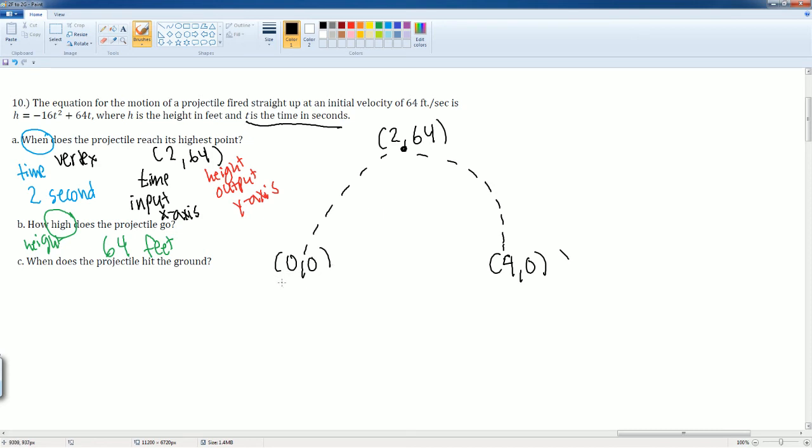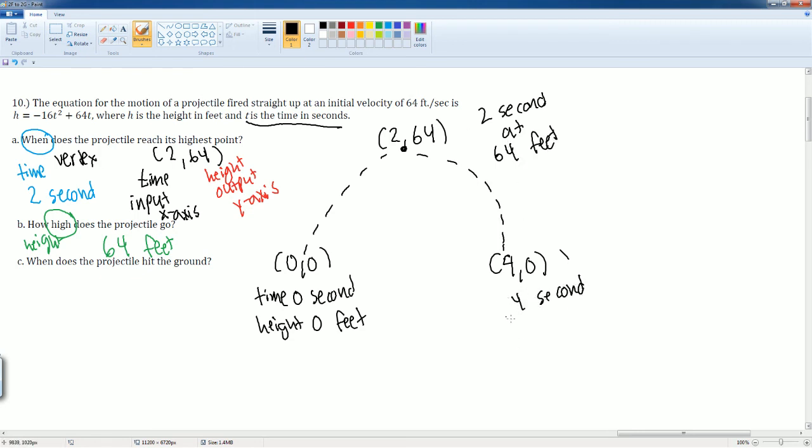Now remember this. What does this mean? Time equals 0 seconds, the height is at 0 feet. At 2 seconds, it is at 64 feet. Then it comes back down at 4 seconds, back to 0 feet. So when it asks when the projectile hits the floor, that is also 4 seconds. So hint, hint, this is your x-intercept, or it is the x value of the x-intercept.